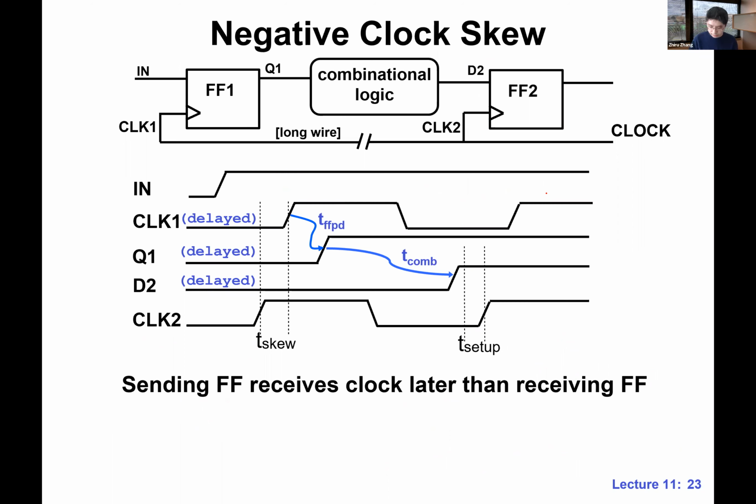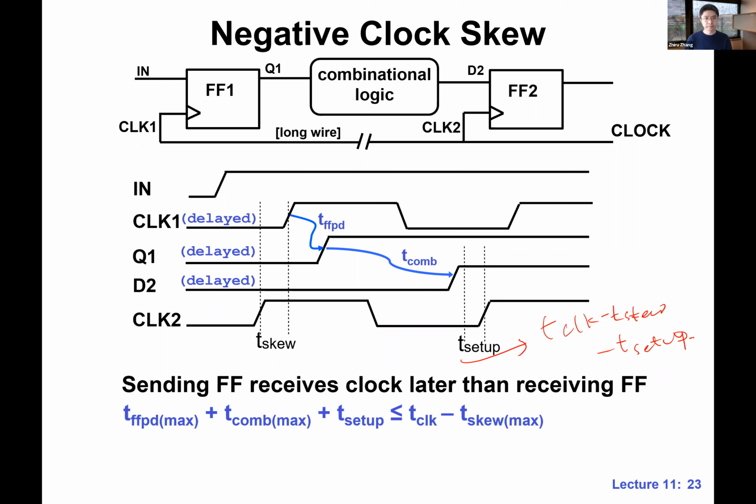We have already defined the deadline over here. So we just have T clock minus T skew minus T setup, and we just have to set up the inequality. This is the same, right? You can also move it here, you can do a minus. You can move it here. This is the rearranged term.